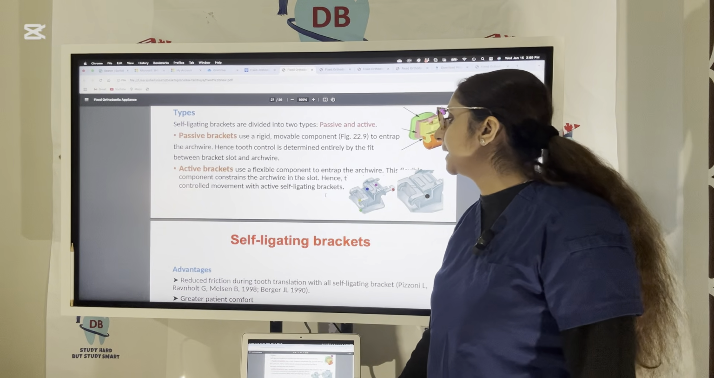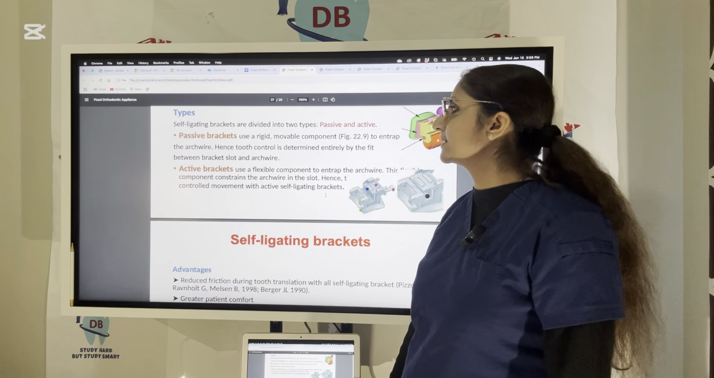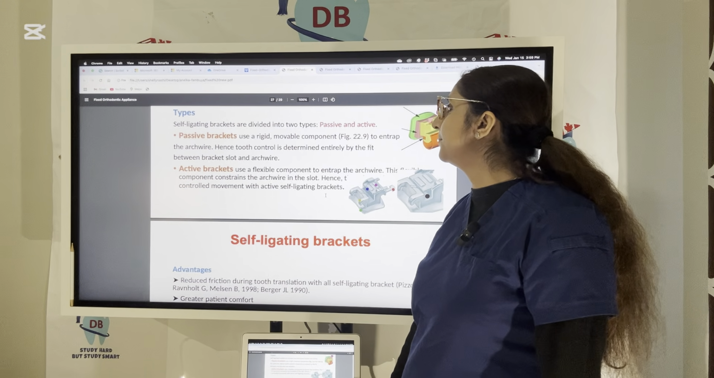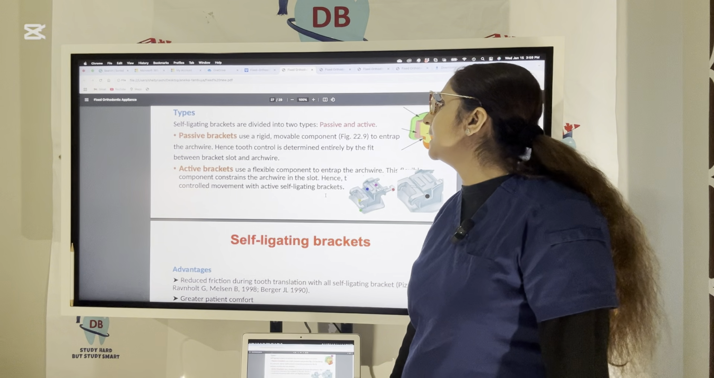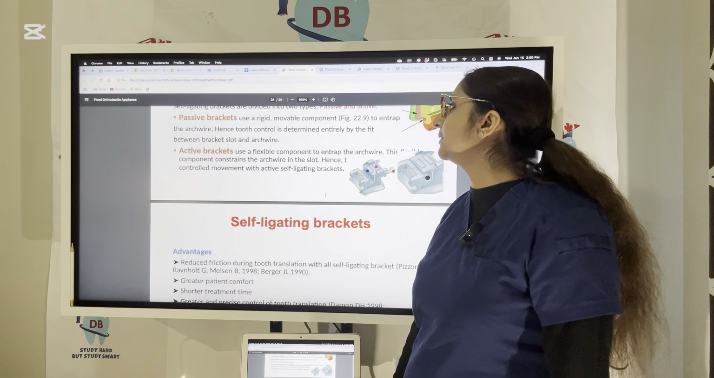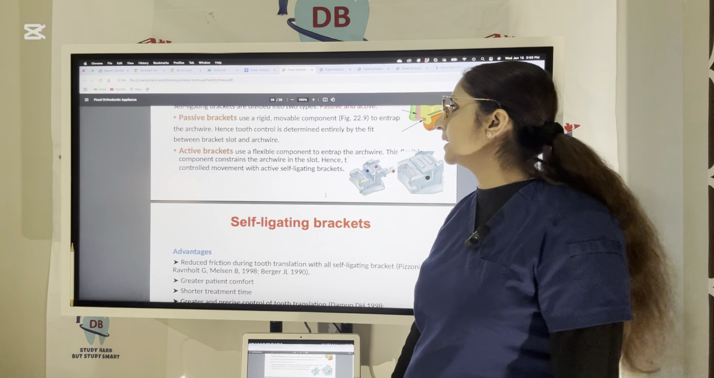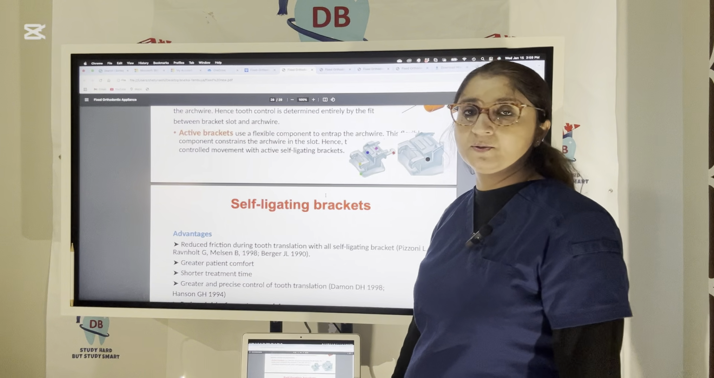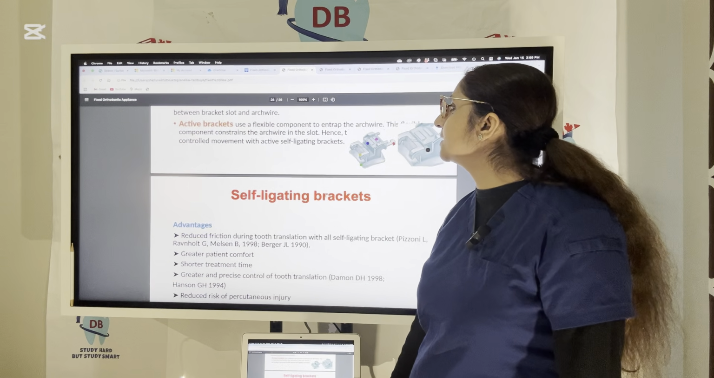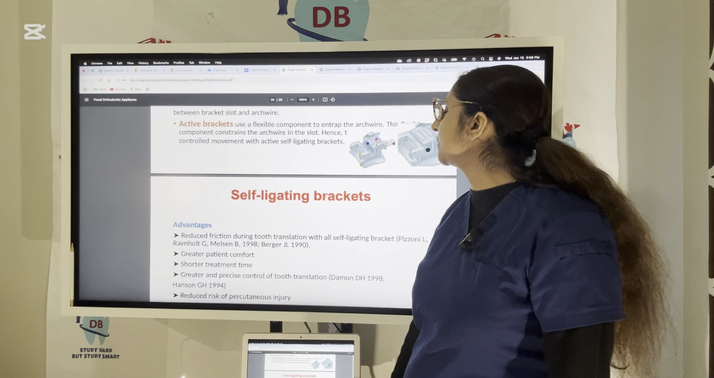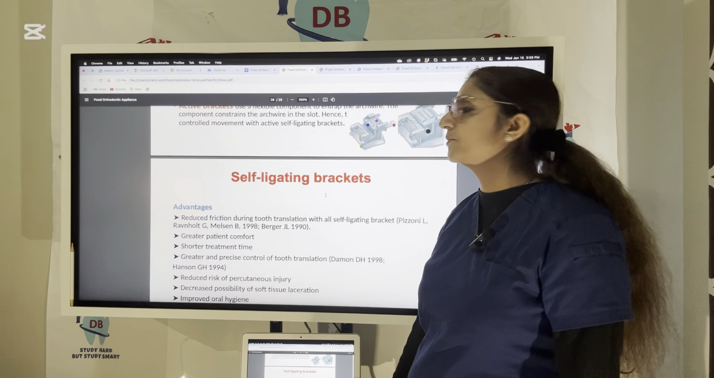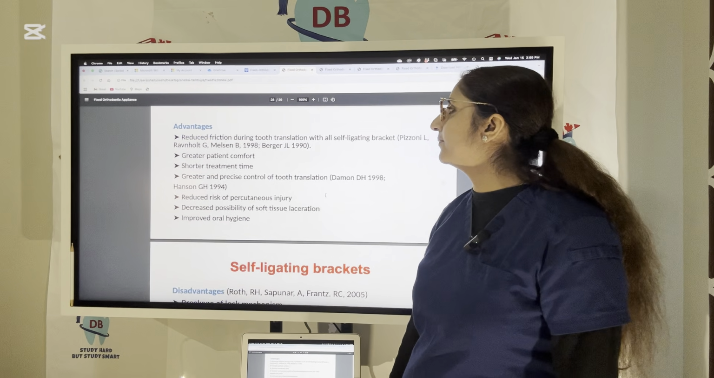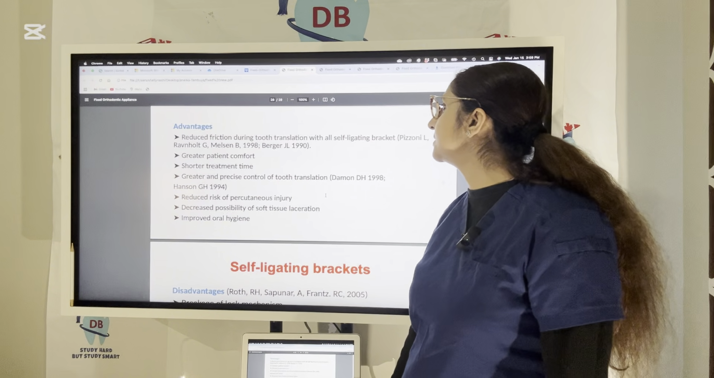Self-ligating brackets are divided into two types, the passive and the active. So passive brackets use a rigid movable component to entrap the arch wire. Hence, tooth control is determined entirely by the fit between the bracket slot and the arch wire. While the active brackets use a flexible component to entrap the arch wire, and this flexible component presses the arch wire inside the slot. It will control the movement with the active self-ligating brackets. The self-ligating bracket definitely reduces the friction during tooth translation.